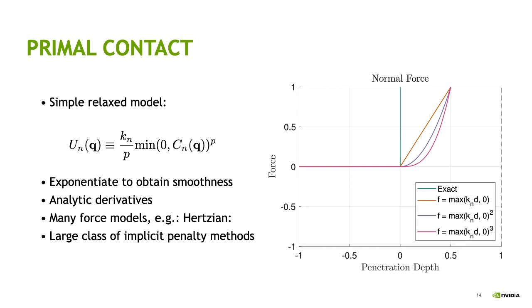And really, there's a large class of implicit penalty methods. I think that penalty methods have a little bit of a bad rap in graphics because they're often paired with explicit time integration. But in fact, when they're paired with an implicit method, they can be really effective, and I'll talk a little bit more and show some examples of that.